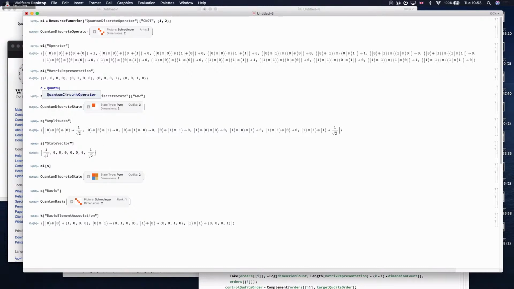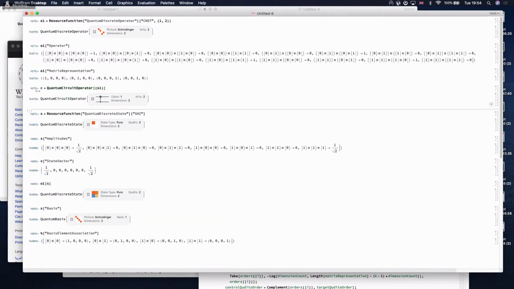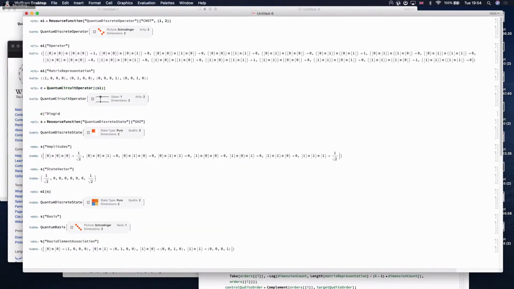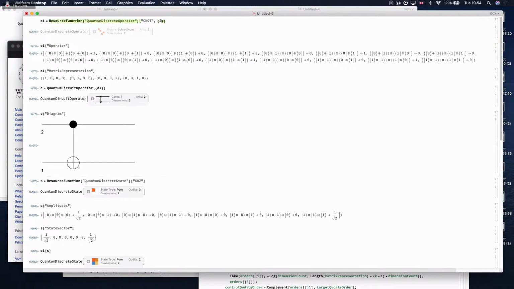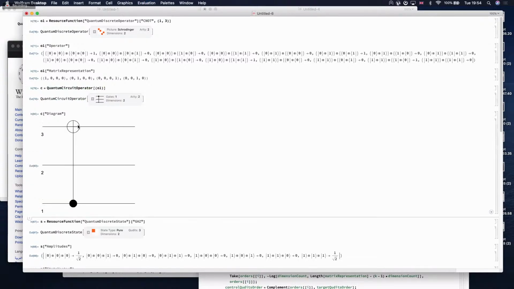Now let's see this gate dance. We've seen the gate dance by just applying it to a state, but that's not very interesting. So if we take a quantum circuit operator and put O1, the C0 gate, into that, we get out a quantum circuit operator. Then we can ask for its diagram, and we get a nicely typeset C0 gate. If we swap the wire positions around, it will swap them on the diagram. Or if we change this to 1, 3, we'll now get a three wire circuit diagram.